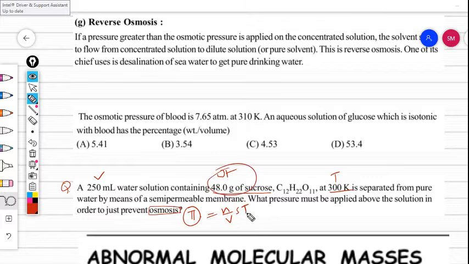weight is given. So n is what? Weight by molecular weight. Sucrose is given, so molecular weight is given, weight is given, and volume is given. S value you can take as 1, T value is given as 300 degrees centigrade. You need to calculate the pi. Calculate the pi and send me the answer. Okay, very well.